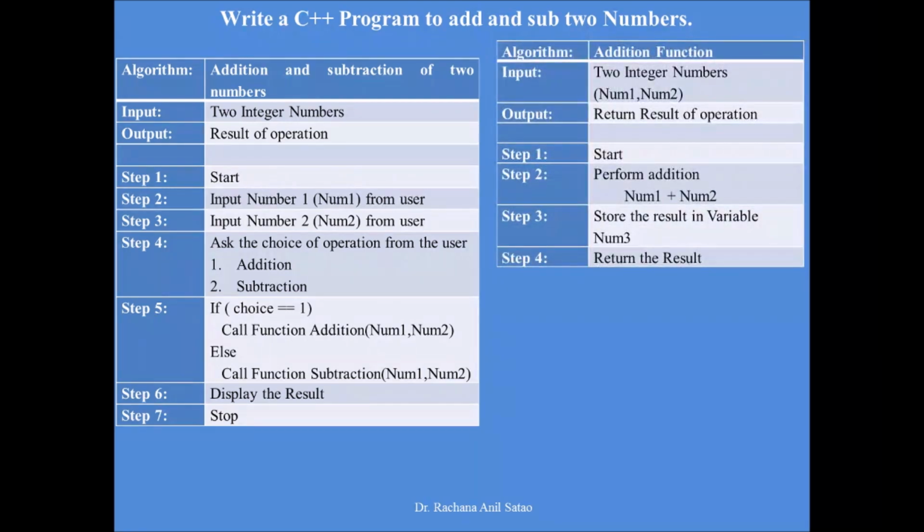This second algorithm shows the algorithm for the addition function. Here the name of the algorithm is mentioned, then the input, number 1 and number 2, which we are passing to it, and the output it generates is the result of the operation. Step 1 is similar to the normal algorithm: start. Then step 2 performs addition. Step 3 stores the result in variable number 3, and after performing the operation and storing the result, it returns the result to the main function. This is how to write it if we have sub functions in the main function. The last statement I'm writing here is return result.